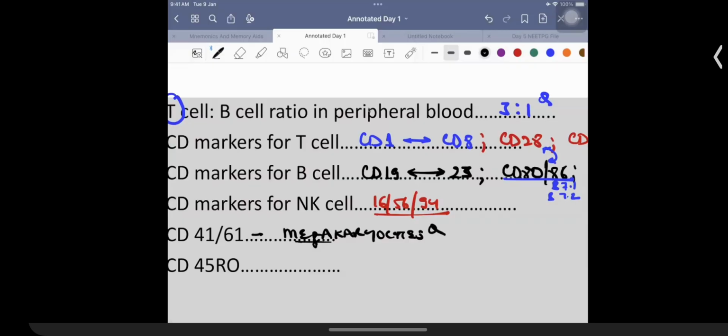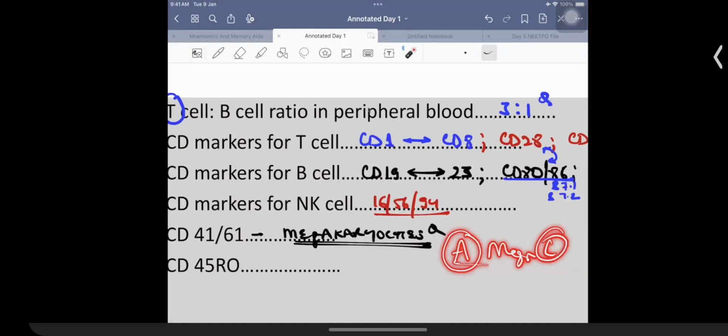CD41 and CD61 are markers for megakaryocytes. Right? So all of you are familiar with an example of a blood cancer in which megakaryocytes increase in number. That cancer is given the name of acute megakaryocytic leukemia. It is seen classically in a patient suffering from Down syndrome.